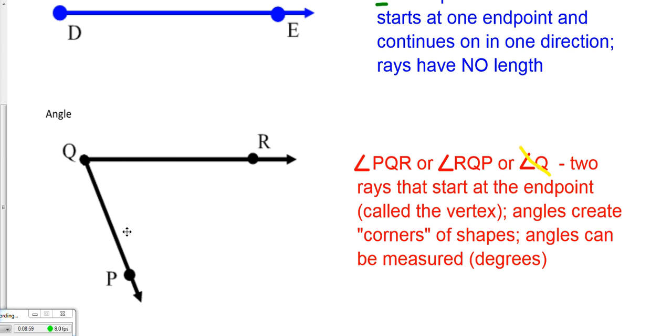Now, these angles will also always create our corners, kind of the edges of different shapes. And these can also be measured. Now, we normally measure in degrees. You might also see them measured in radians, but you can measure kind of that distance from here to here. That would be your angle measurement.